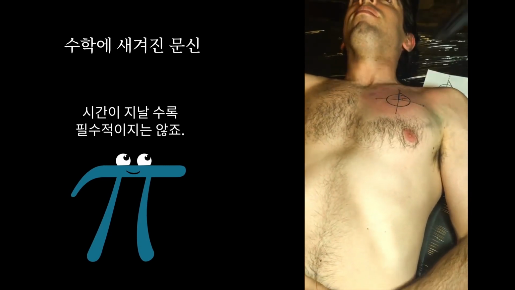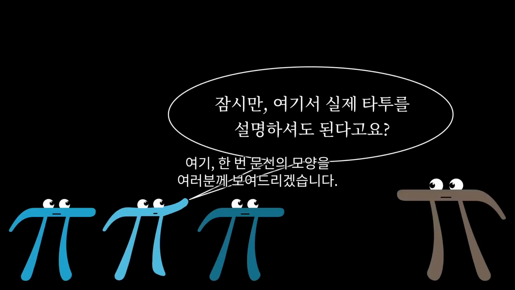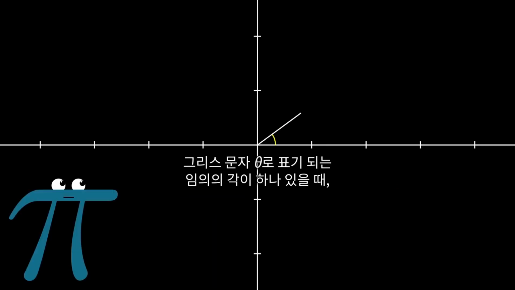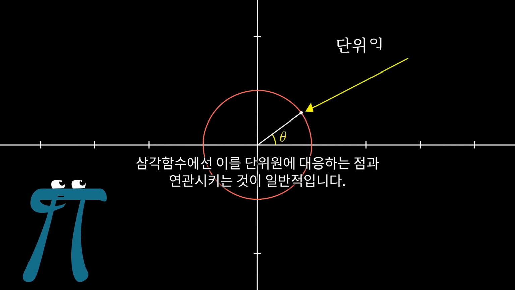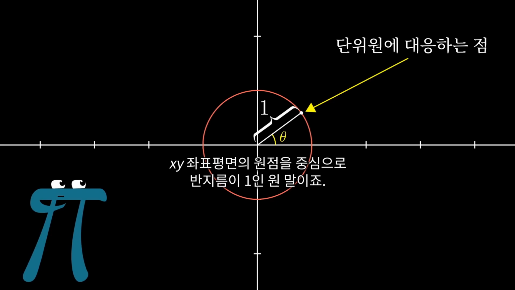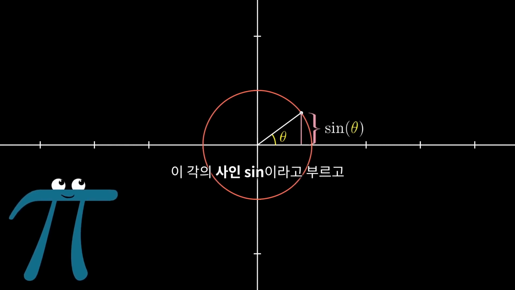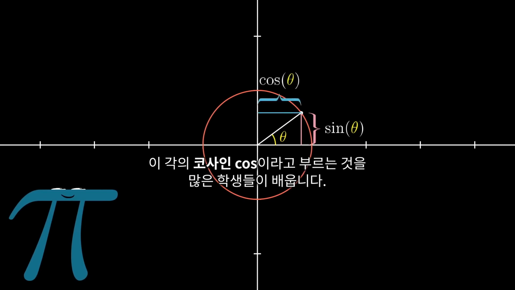Here, let me actually show you all a picture of the tattoo that he chose, because not a lot of people know the geometric representation of the cosecant. Whenever you have an angle, typically represented with the Greek letter theta, it's common in trigonometry to relate it to a corresponding point on the unit circle, the circle with the radius 1 centered at the origin in the xy plane. Most trigonometry students learn that the distance between this point here on the circle and the x-axis is the sine of the angle, and the distance between that point and the y-axis is the cosine of the angle.